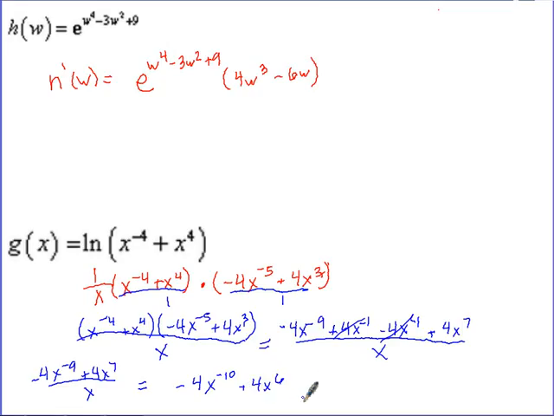Is that my final answer? I have one issue. That's the only thing I've got to fix. So this would be negative 4 over x to the 10th plus 4x to the 6th. See, that's why I said the natural logs are fun.